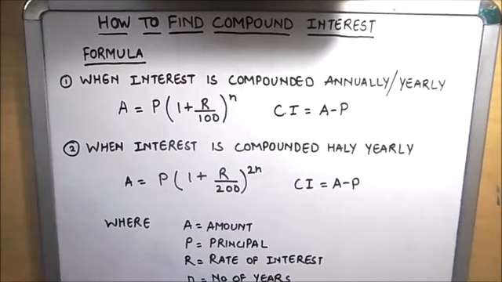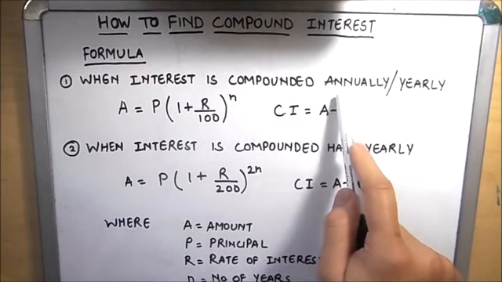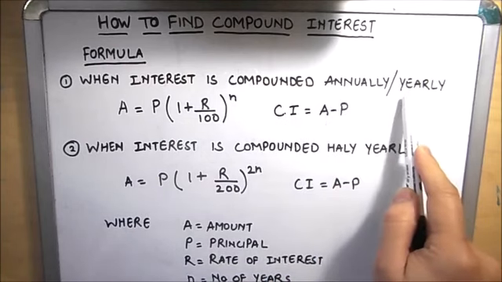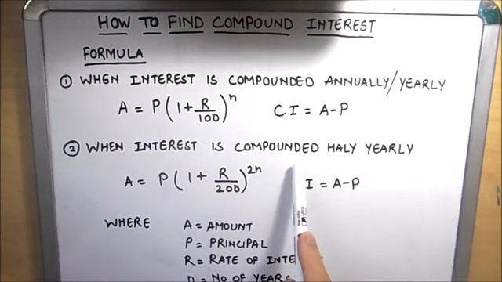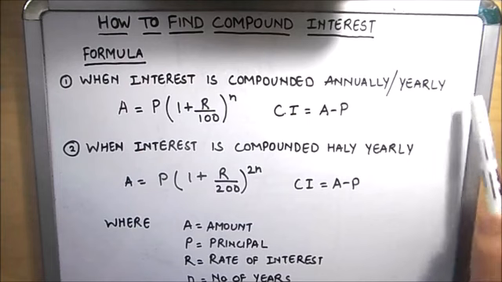Hello everyone, today in this video we are going to learn how to find compound interest using a formula. I will be solving two examples in this video. The first formula is for when the interest is compounded annually or yearly. The second is for when the interest is compounded half yearly. We are going to solve one example of each.